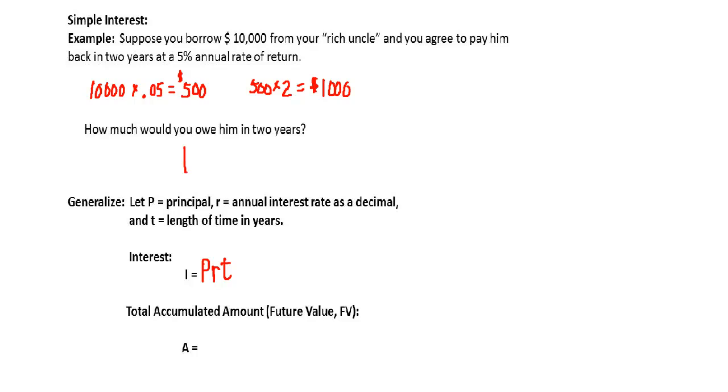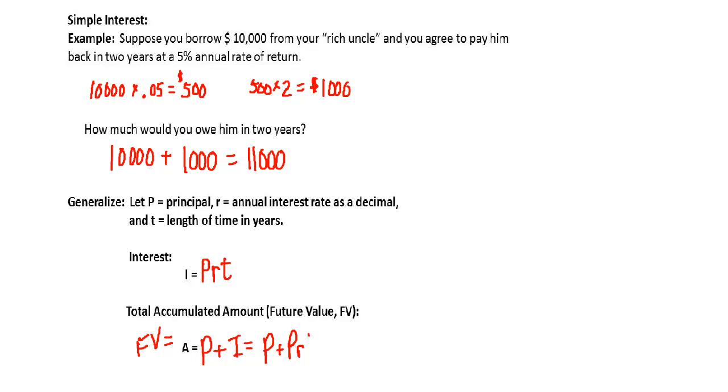So in 2 years, we owe Uncle $1,000 of interest, but we also owe him his money back. So 10,000 plus 1,000, principal plus interest, is the total future value or accumulated amount. So future value or accumulated amount is principal plus interest. And using our earlier formula, that's P plus PRT, or factoring that out, P times (1 plus RT).